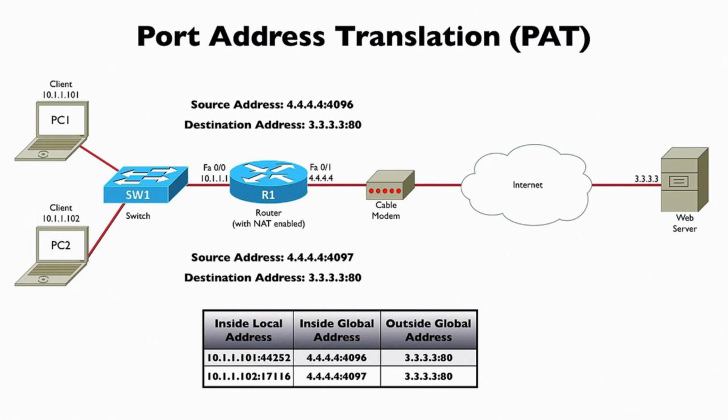Outside global. This is the public IP address of the remote host, e.g. the IP address of the remote web server that a workstation is connecting to. The overload command is essential to force the router to use PAT.